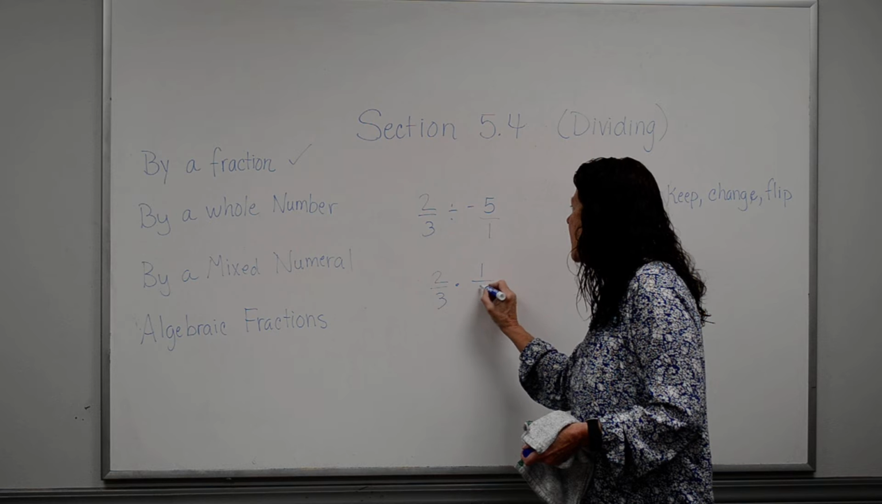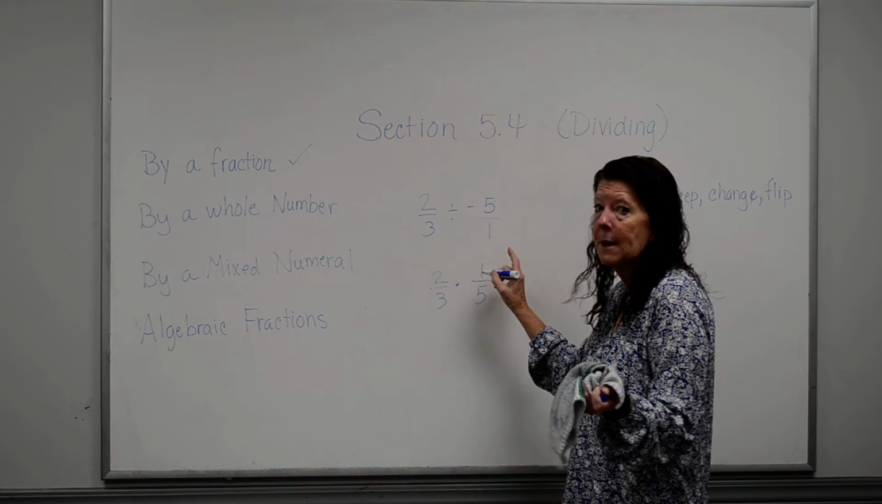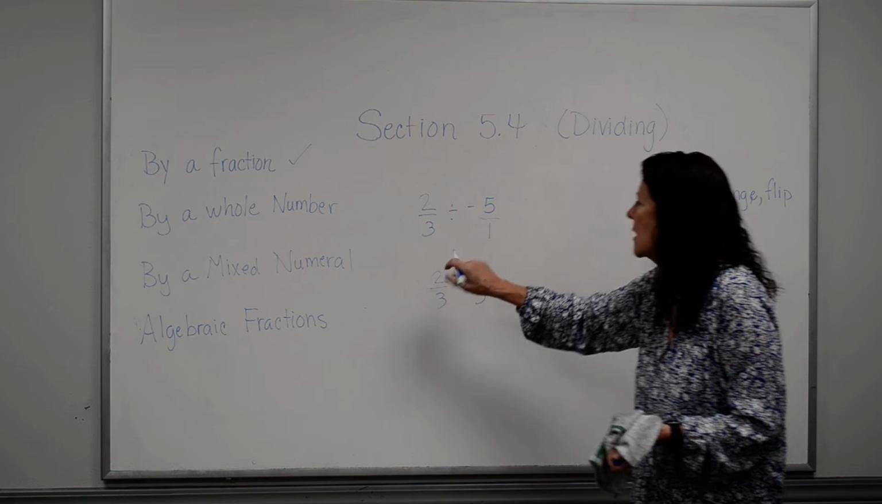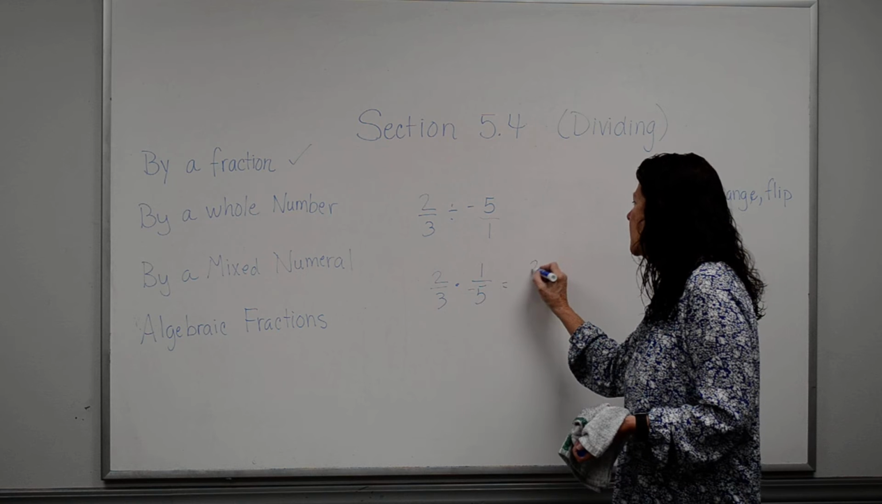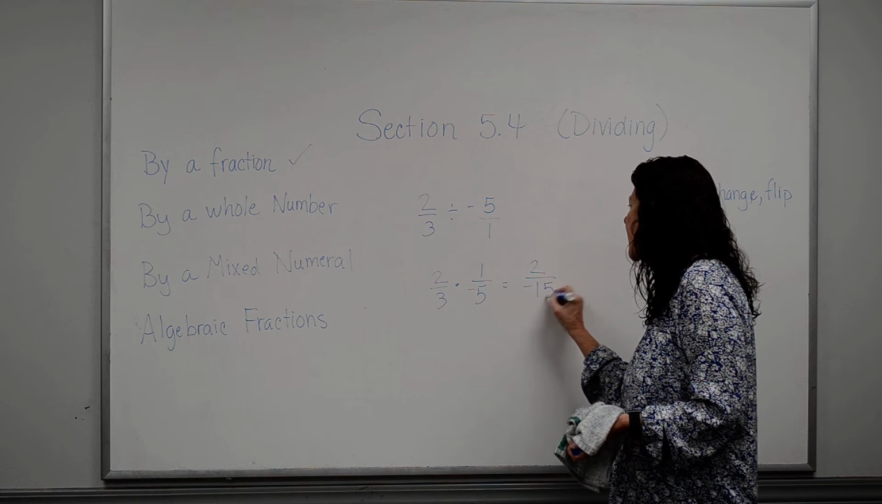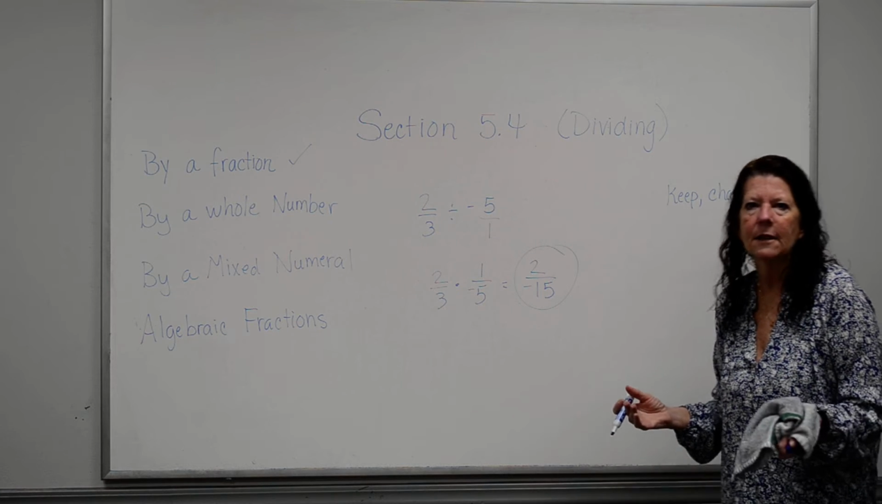I keep, I change my division to multiplication, and I flip my second number. Now, it does not matter whether you keep the negative on the 5 or the negative on 1. It can't be on both. But if I keep it on the 5, it looks like this. So I'm going to go 2 times 1 is 2. 3 times -5 is -15. That cannot be reduced, so that's my final answer.